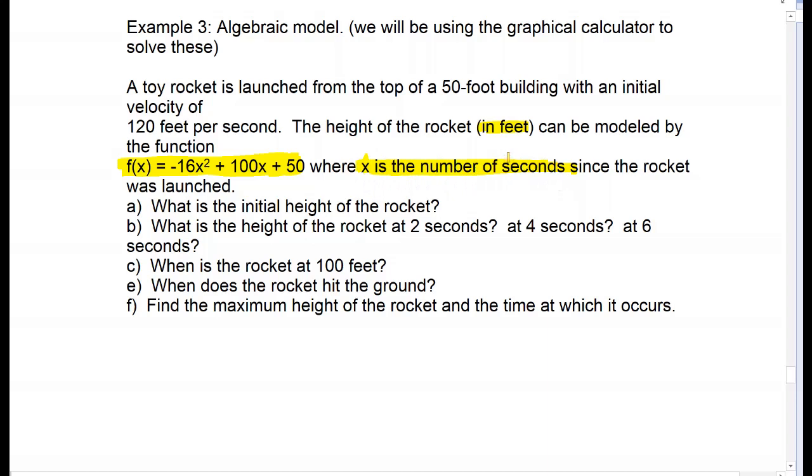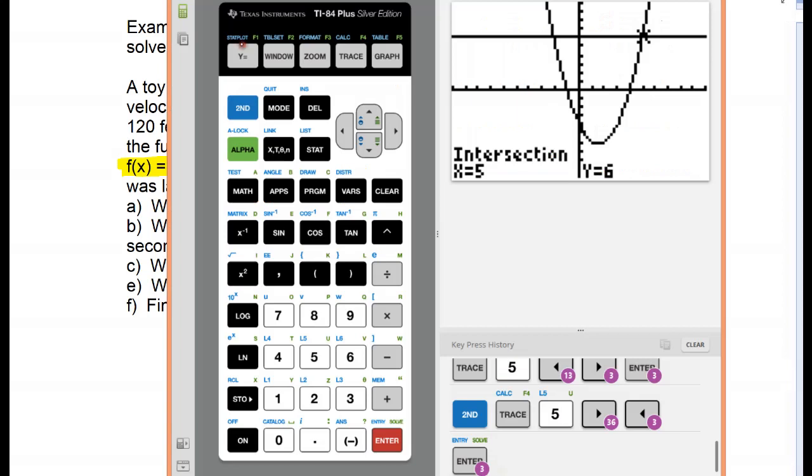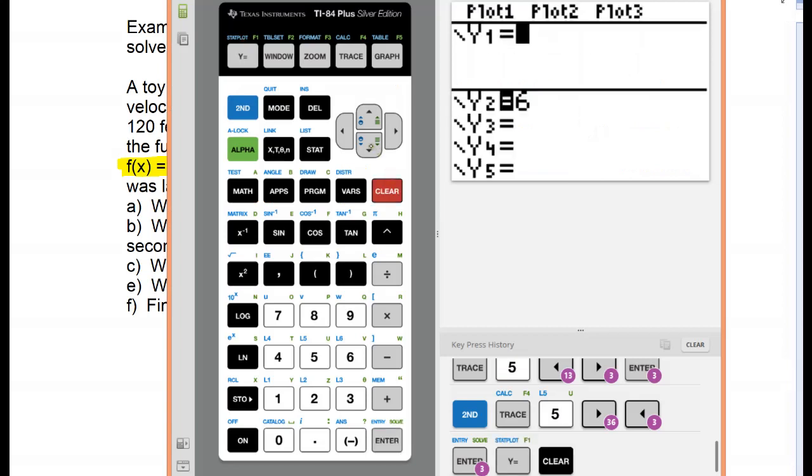Time is the independent variable. Height in feet depends on what time after I've launched the rocket it is, right? So time is independent, feet is dependent. And since I'm going to solve this entire thing on the graphing calculator, that is what I'm going to do. I'm going to pop up my graphing calculator. I have stuff in there, so I'm going to clear that out from our previous one.